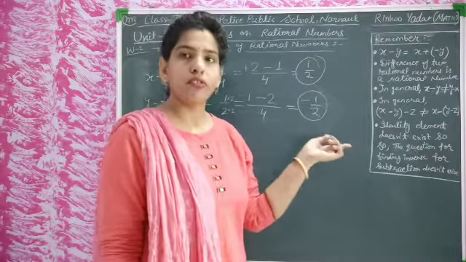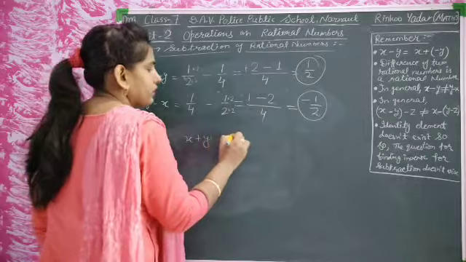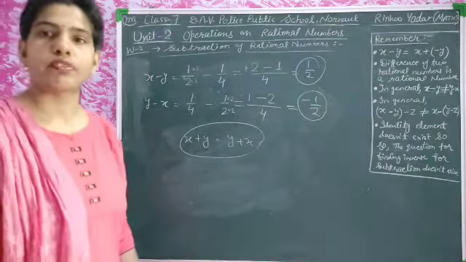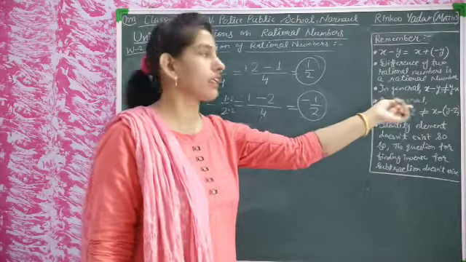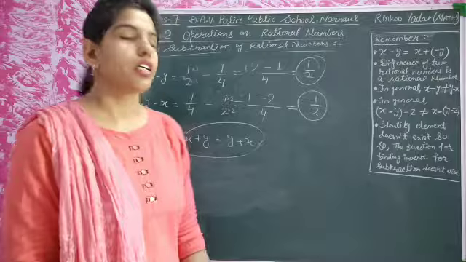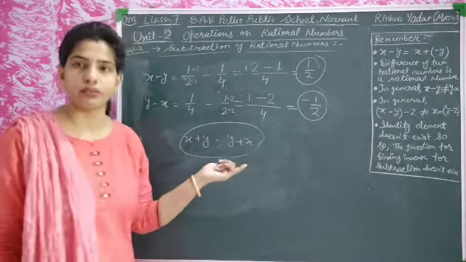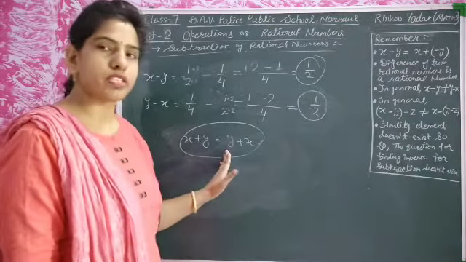And in addition, we have seen there that x plus y is equal to y plus x. We have taken the example here, but this property is not satisfied. This property is known as the commutative law, the commutative property. We did this in the previous class.